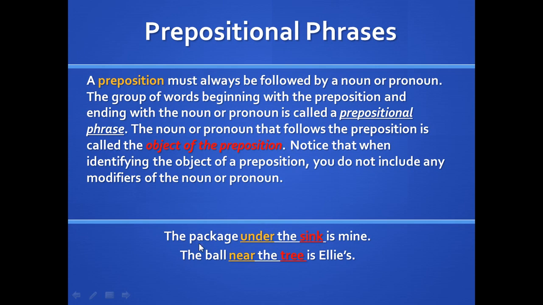Let's check these examples that we have here. The package under the sink is mine. Under here is the preposition, right? Under is the preposition. Where is the object of this preposition? The sink. So here when we find the object of this preposition, we will say sink. We cannot say the sink. We only say sink. So the prepositional phrase here is under the sink.